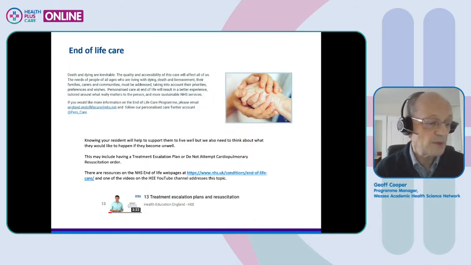When we're looking at the management of deterioration in care homes, it's important to take account of the residents' own preferences. We need to think about what they would like to happen if they become unwell. This might include having a treatment escalation plan, an advanced care plan, an advanced directive. There are a number of terms used.